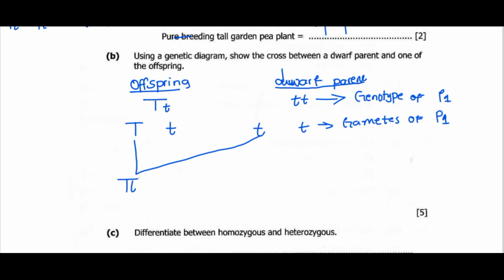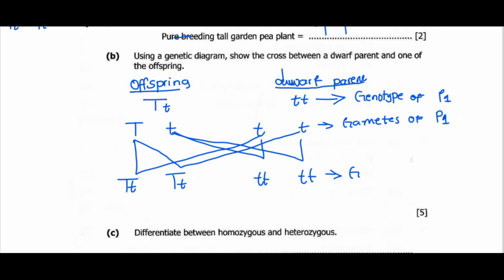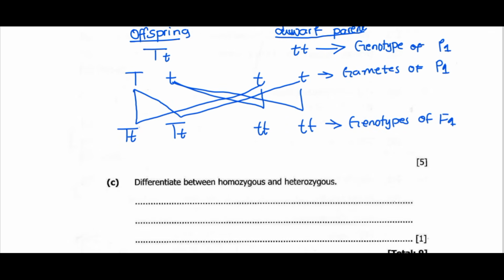Of this Tt, also this one tt, Tt, tt. So these are genotypes of F1.